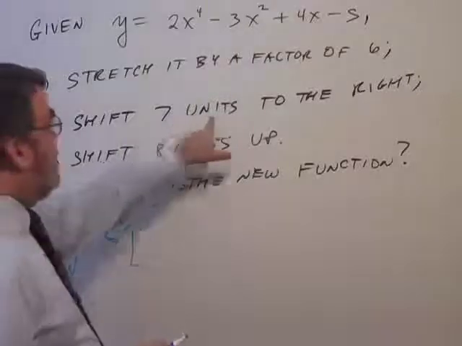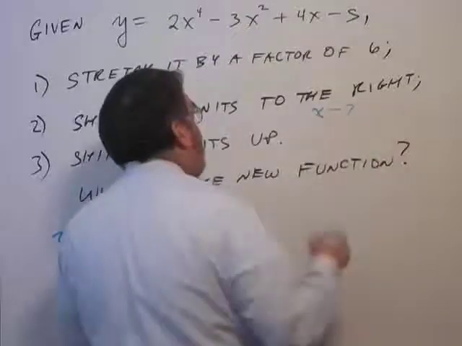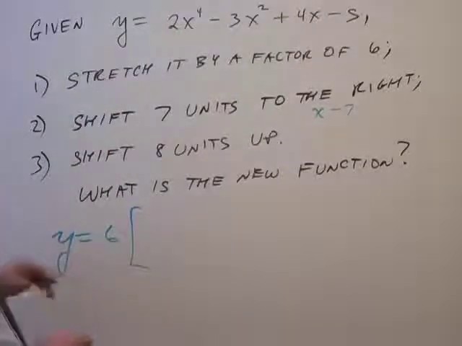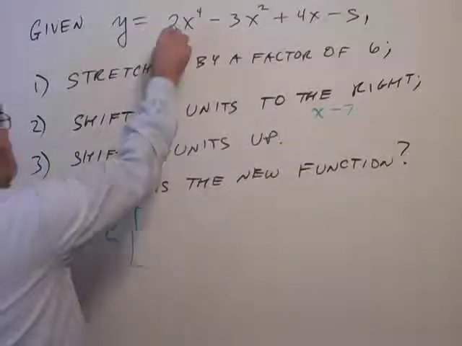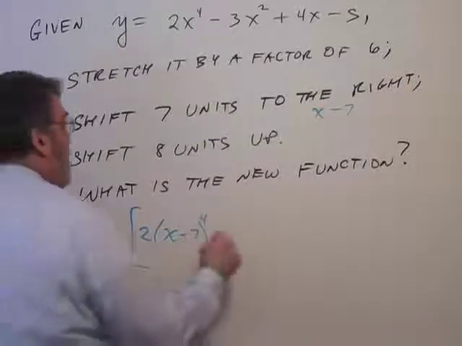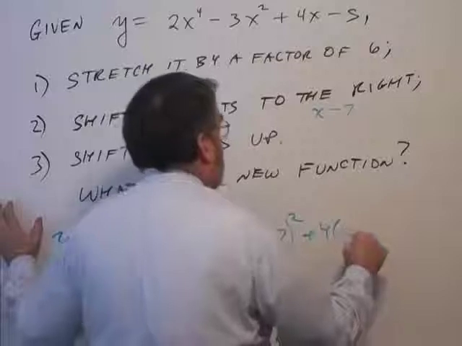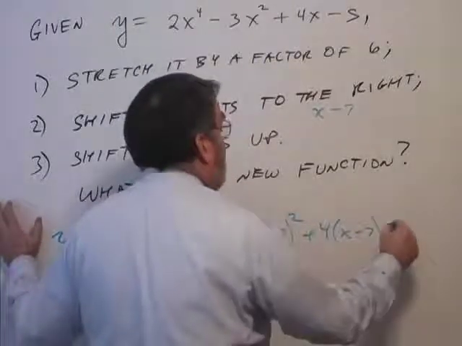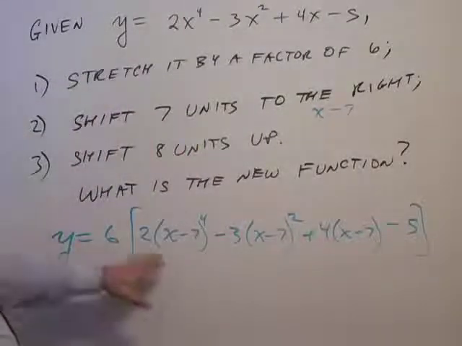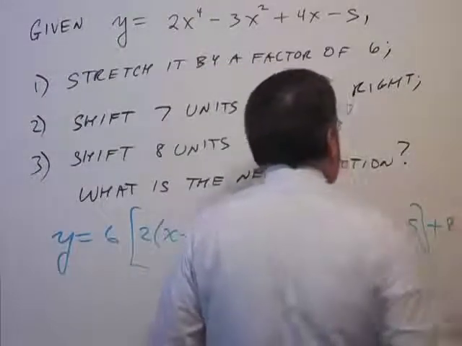Now the 7 units to the right means I'm replacing x with what? x minus 7. So positive horizontal shift means replace x's with x minus 7. So I'm going to have this 2, parentheses, x minus 7 to the fourth, minus 3, parentheses, x minus 7 squared, plus 4 times x minus 7, and then minus 5. And so again, I replaced all the x's with that form, and then shift 8 units up means I'm going to add 8 to the rest of it.